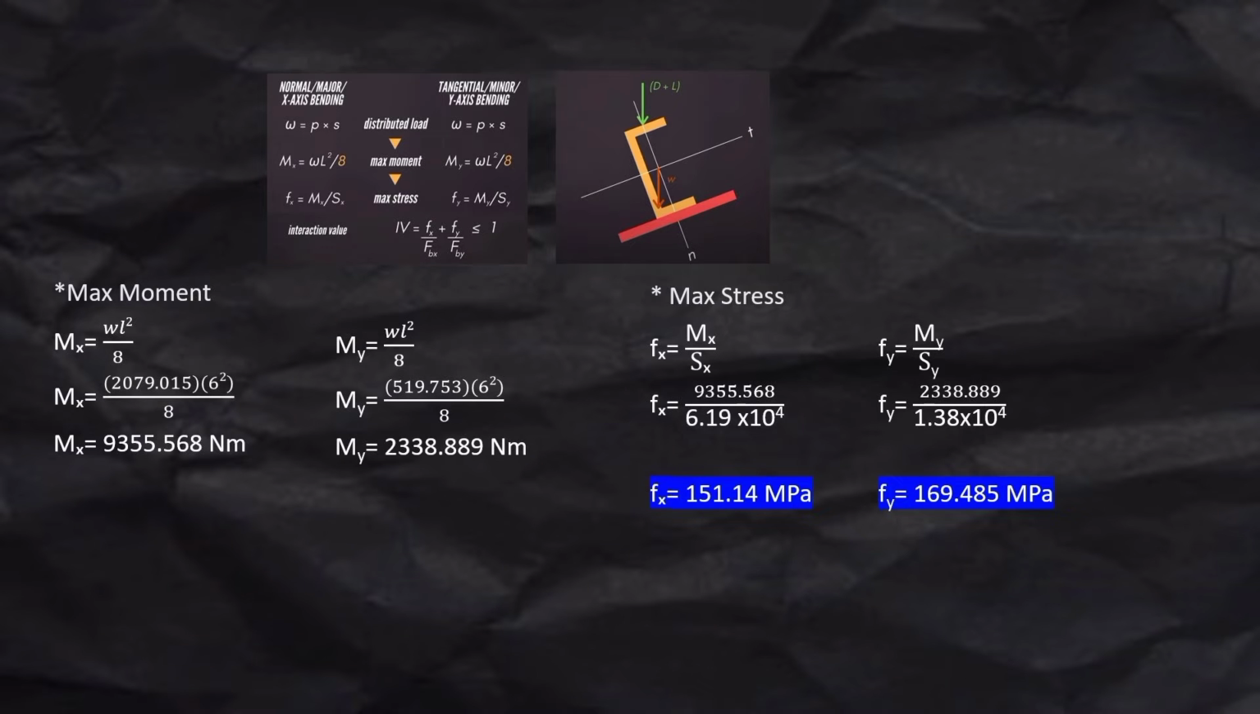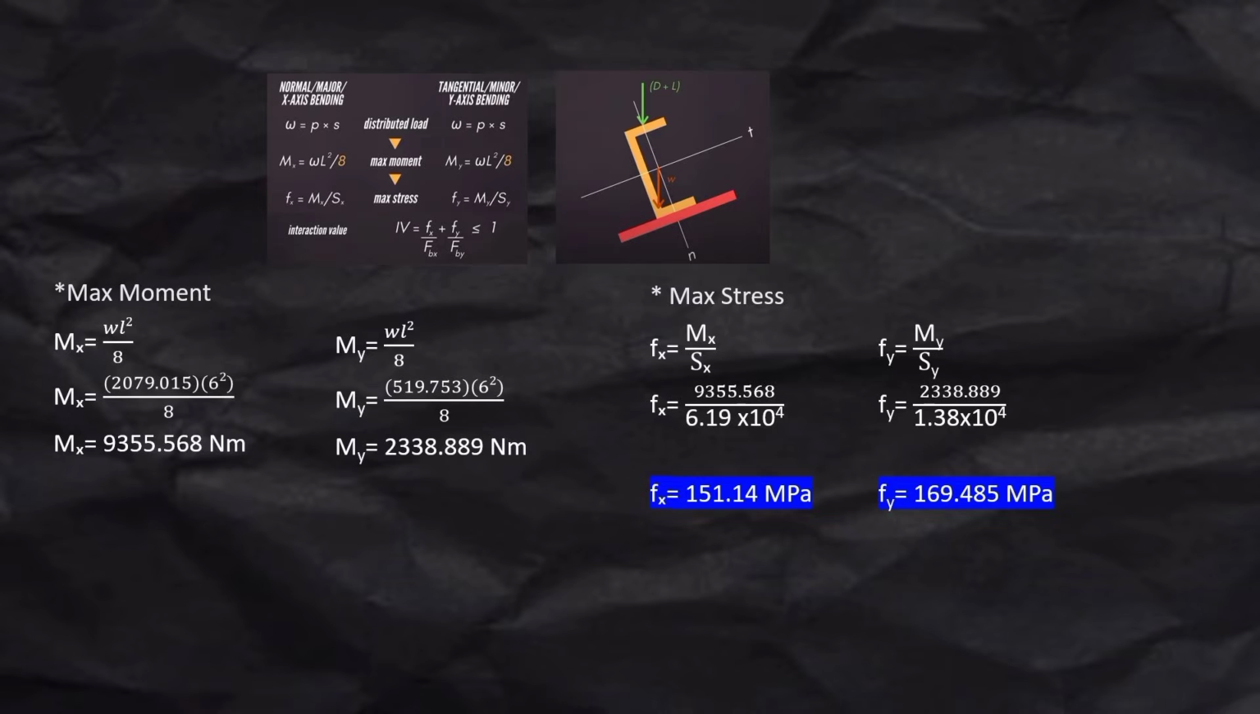Ang next thing naman na kukuhanin natin is max moment. Sa max moment naman ay formula ay Mx is equals to wL squared over 8. Nababago yung over 8 na yan, pero depende yun sa sagrad. Pwedeng maging 8, maging 32, ganon, 90. Pero since sa problem na to walang sagrad, so gagamitin natin is over 8.